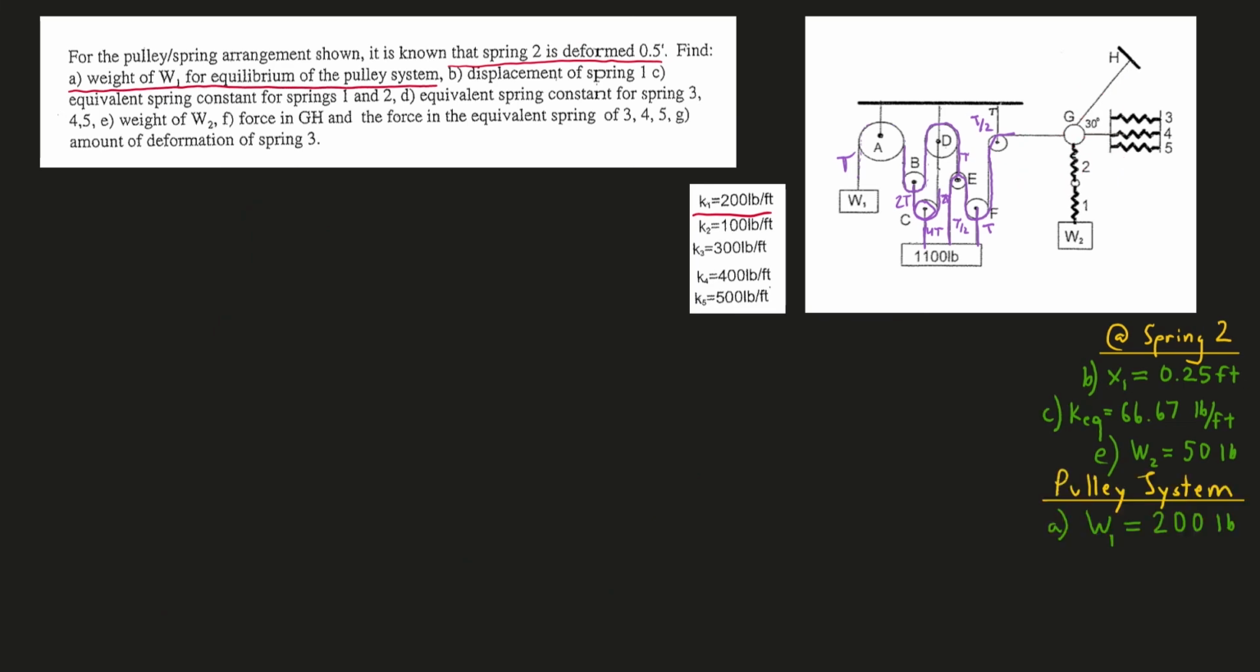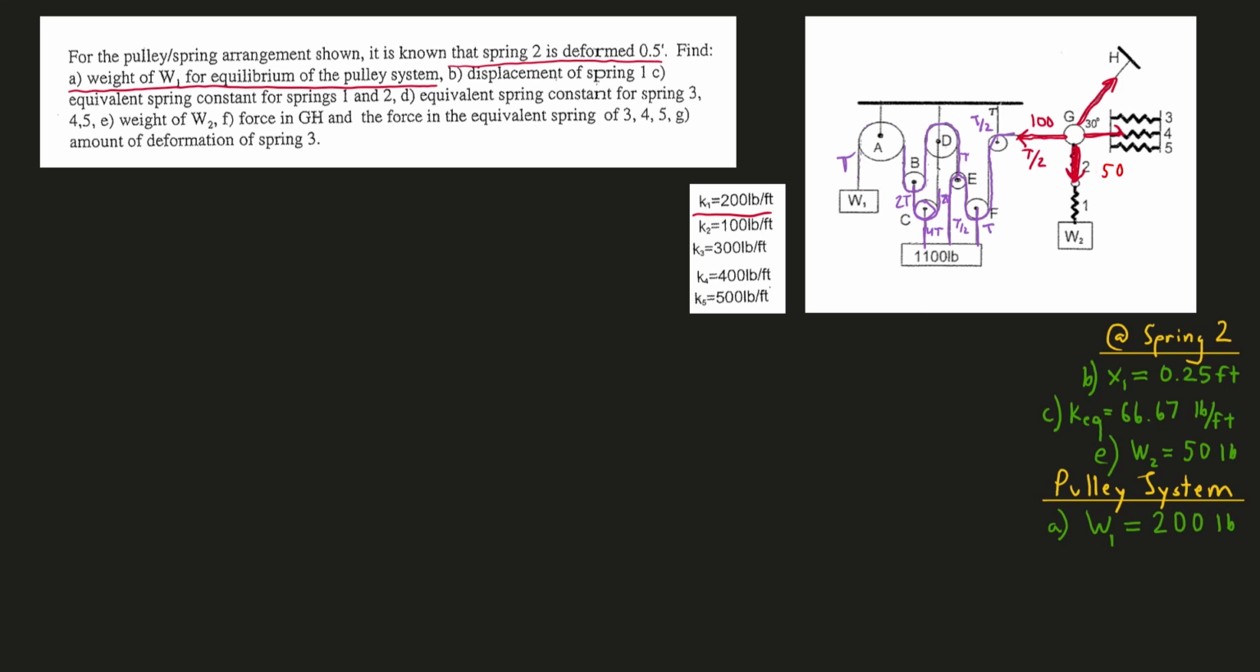So now we can go back to the system based off of G. We know that this rope right here has a force of T over 2. And T we learned is 200, which means this force is half of it, 100. We know the spring force here, 50 pounds. So we have an unknown force, GH here, and then an unknown force here from this whole equivalent spring system here. So, two unknowns, we can handle this system.